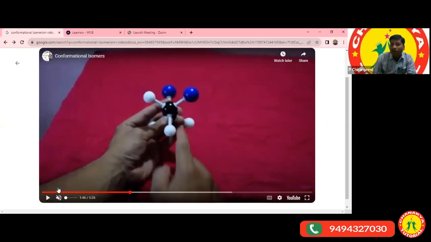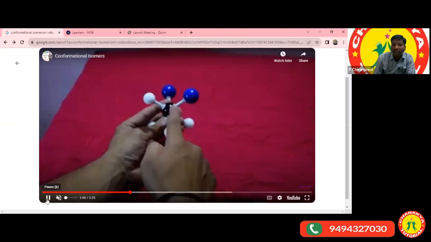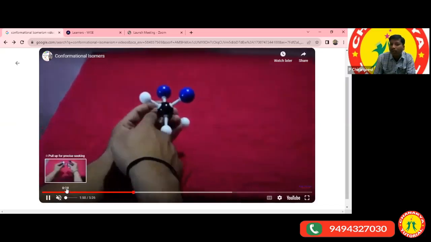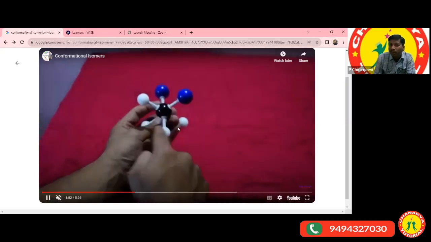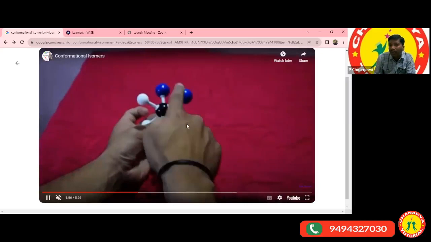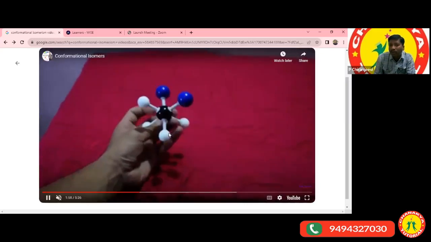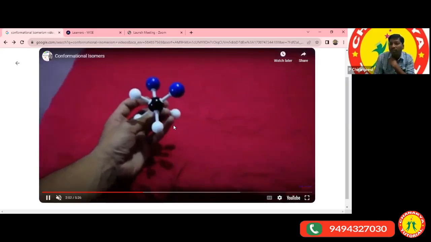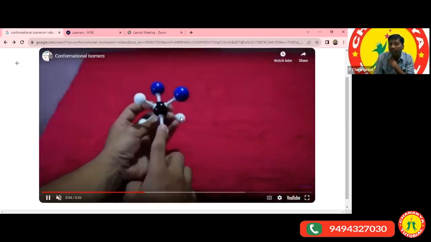Is it different or not? You got some different structure now. By rotating 60 degrees, you are getting a different structure. Again, if they rotate one more 60 degrees, let us see. If they rotate one more 60 degrees, this blue color comes here, exactly opposite to the white color. Now he is going to rotate. If it rotates one more 60 degrees, this blue color comes to this side.